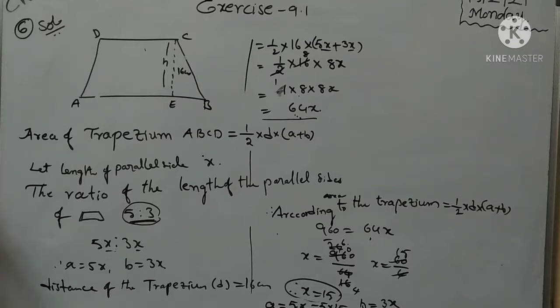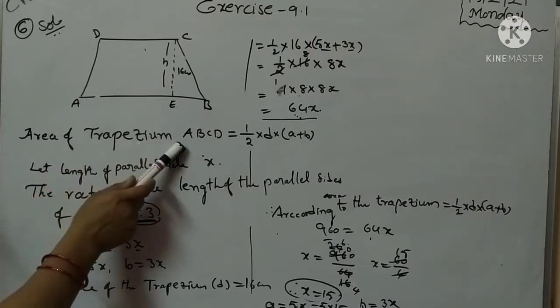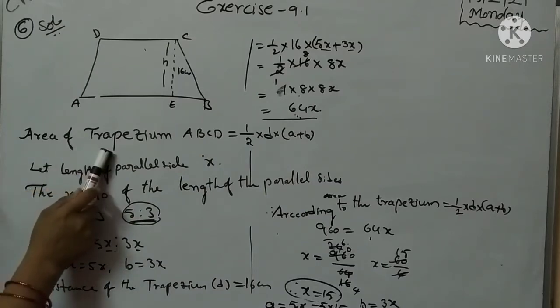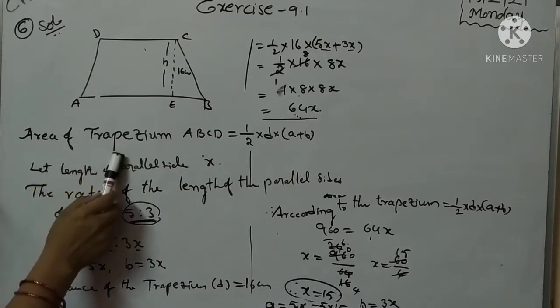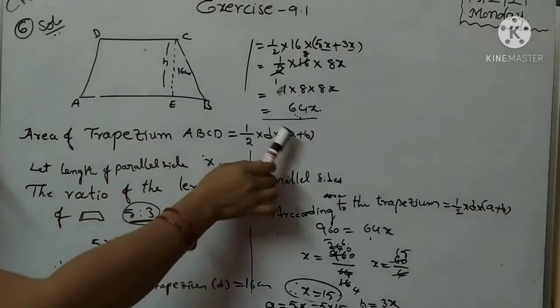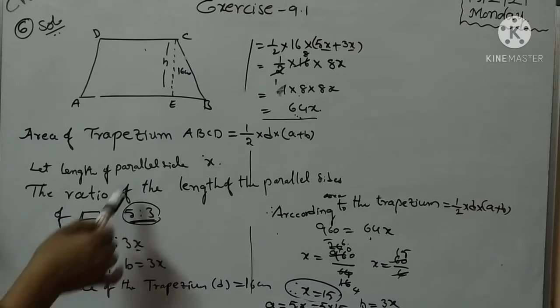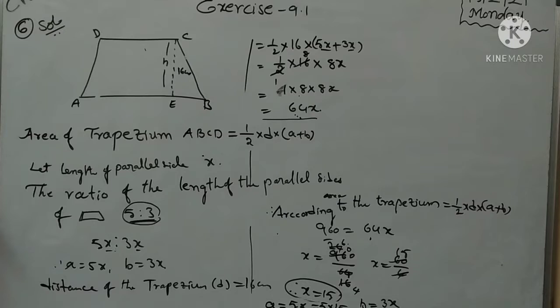Okay children, did you understand? Observe the diagram. The area of trapezium ABCD equals half D into A plus B. Directly substitute according to the problem: area 960 centimeters square equals half into D into A plus B. Given the dimensions, we substitute and get x equals 15. Then A equals 75 centimeters and B equals 45 centimeters.